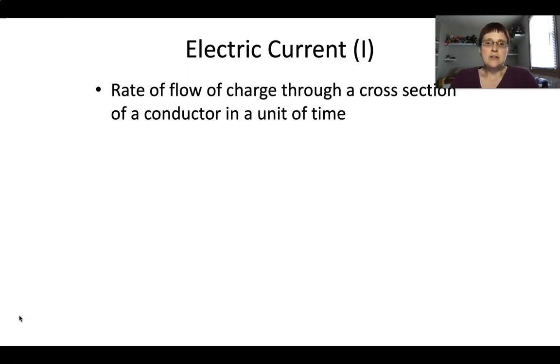So electric current, or big I, is the rate of flow of charge through a cross section of a conductor in a unit of time. Electric potential difference, or the voltage, is talking about the difference of the different potential energies. Electric current is talking about the flow that that potential difference creates. So big I is the quantity of charge over time, basically how much charge is coming through.